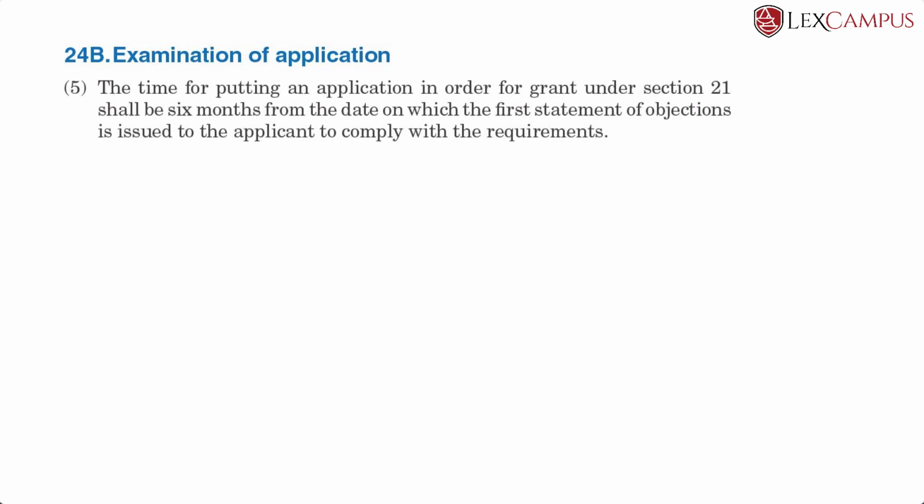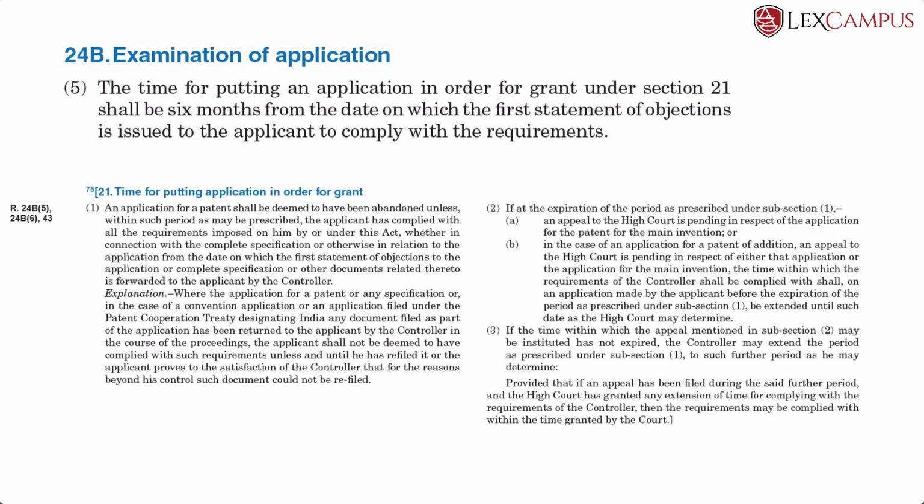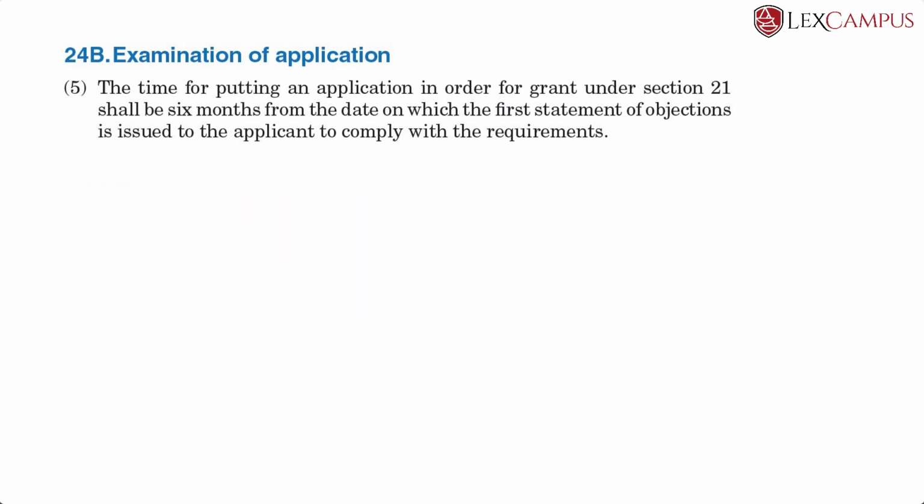Sub-rule 5 says that the time for putting an application in order for grant under section 21 shall be 6 months from the date on which the first statement of objection is issued to the applicant to comply with the requirements. Within 6 months of the first statement of objection being issued, the applicant has to comply with the requirements.